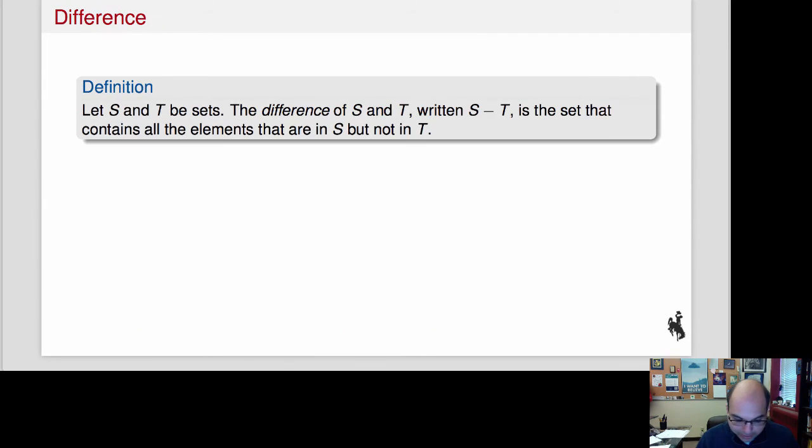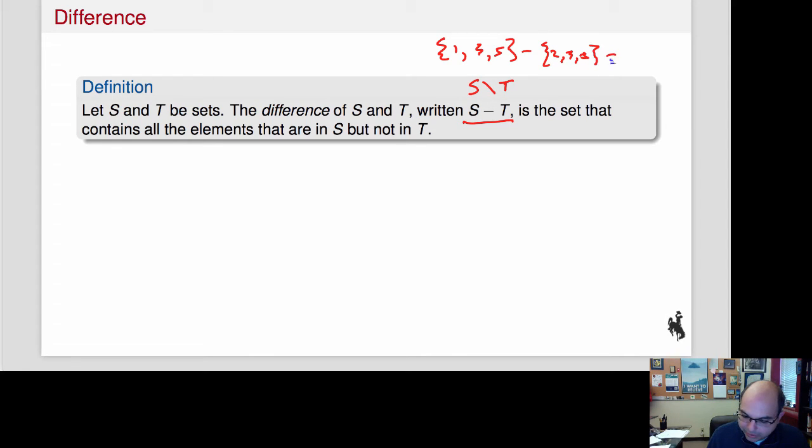Okay, let's try set difference. We have two sets, S and T. The difference of S and T, and we write it using just arithmetic minus notation. Some authors actually prefer to write it with a backslash. But S minus T is a set that contains all the elements that are in S but that are not in T. Okay, so let's see that I have 1, 3, 5, and I take away 2, 3, 5.